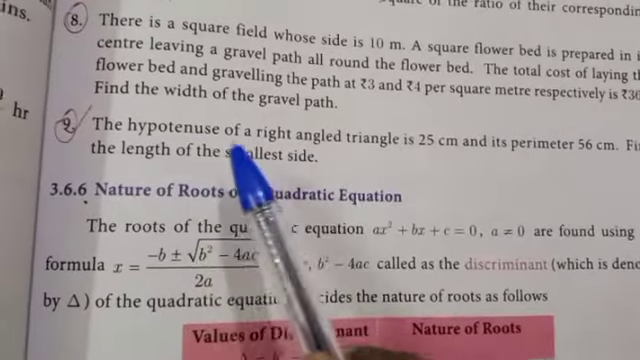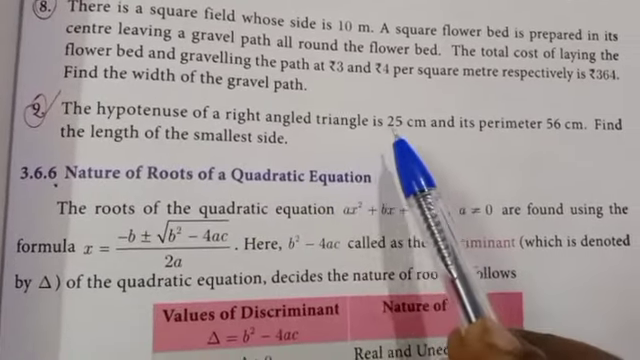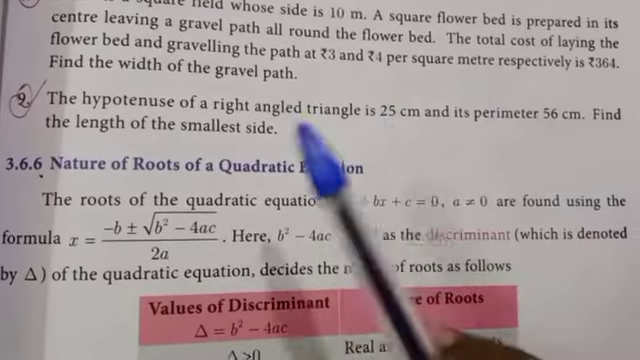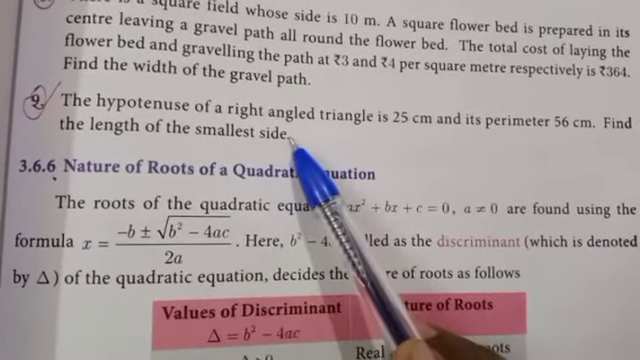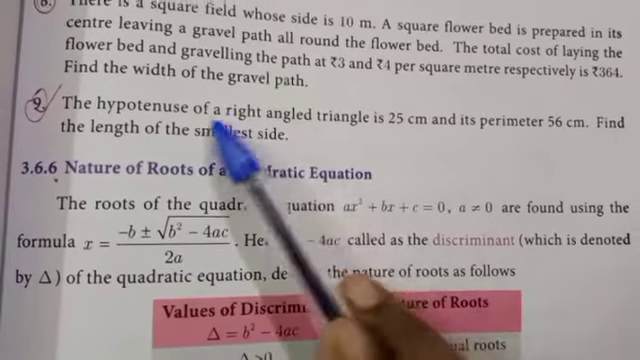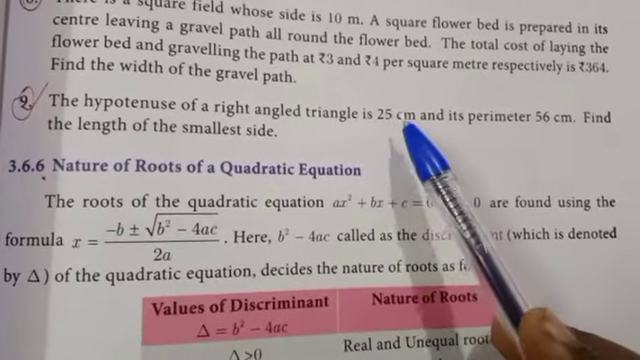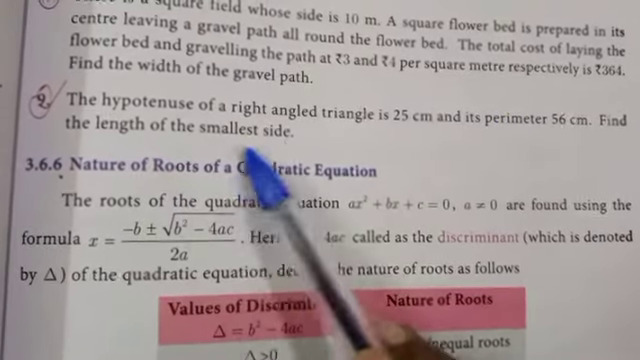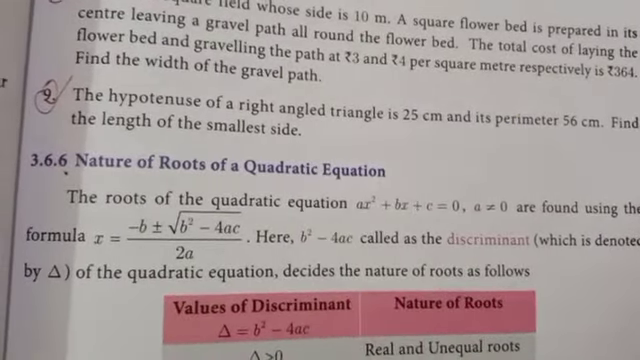Ninth question. The hypotenuse of a right angled triangle is 25 cm and its perimeter is 56 cm. Find the length of the smallest side. Okay. Hypotenuse is given and also the perimeter of the triangle. Using these two measurements, we have to find the length of the smallest side.